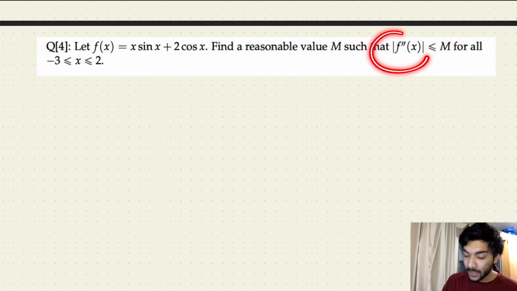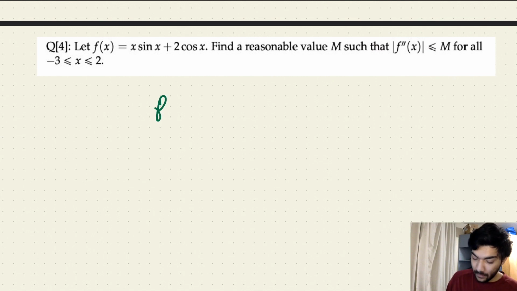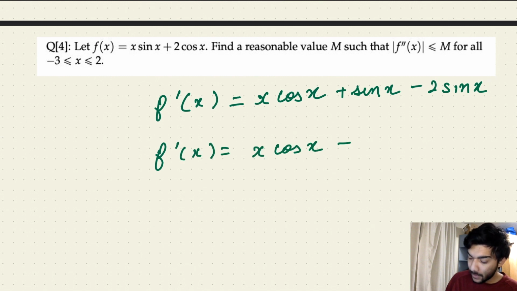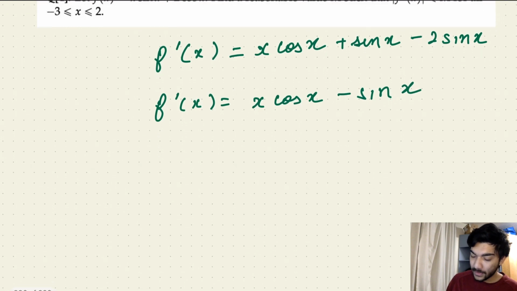So let's first calculate the double derivative of f of x in this case. We'll first calculate the first derivative, and we'll use product rule for that. So it would be x cos x plus sin x, and then minus 2 sin x in this case, right? So f dash x would basically be x cos x minus sin x.